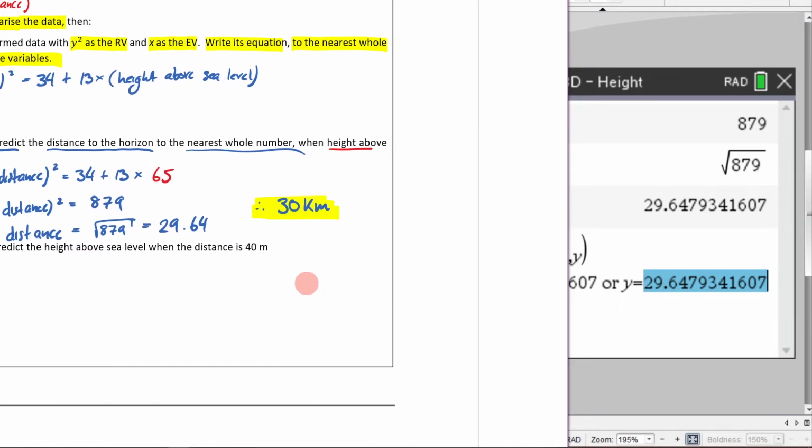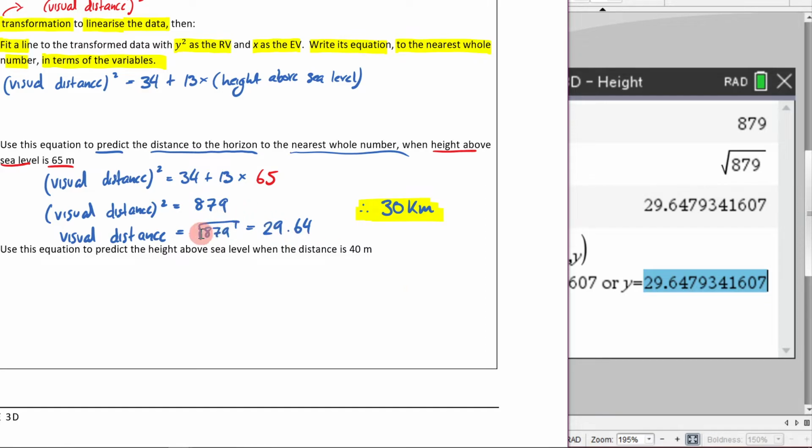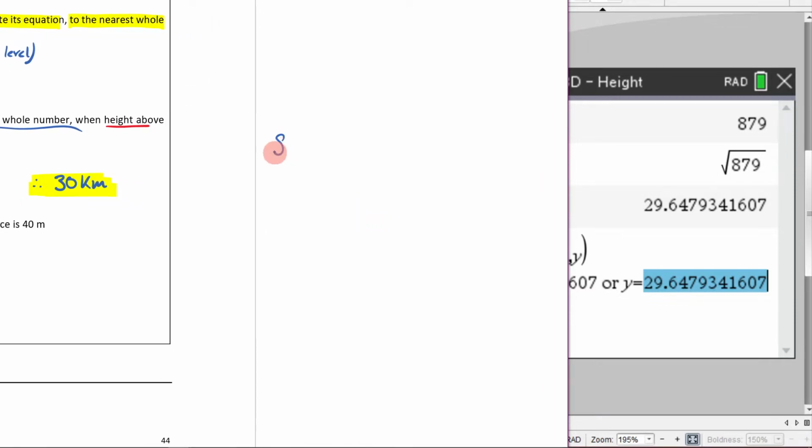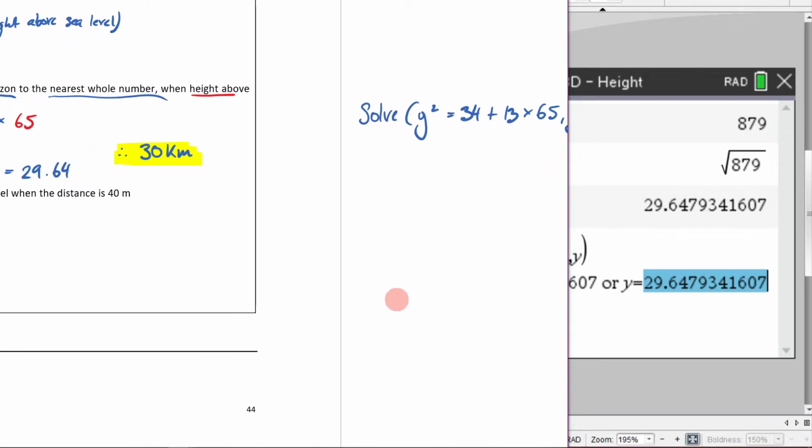So some of you might think, well, I'm a bit worried that I'm not going to remember to square root it. Maybe I should just use the solve function. So what you can write down in your notes, if you like, is just solve y squared is equal to 34 plus 13 times 65, comma, y, just like that. That's also going to give you the answer. I think it's important to know both ways.